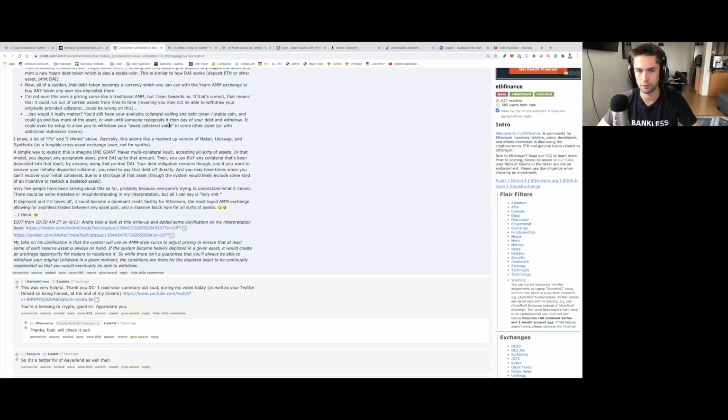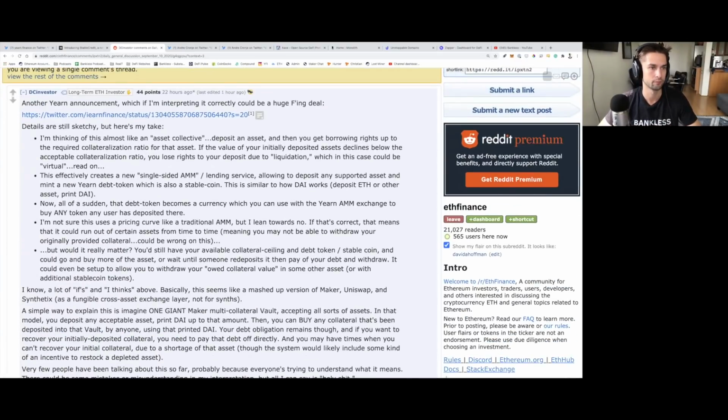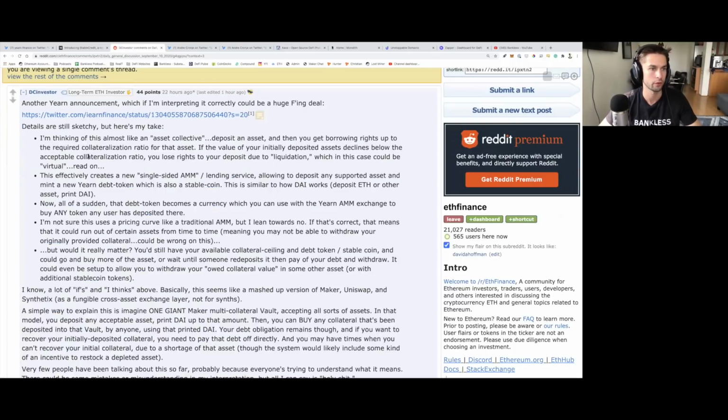All right, so that was a lot. So let's go into what DC tried to interpret. Another Yearn announcement, which if I'm interpreting correctly, could be a huge deal. And here's that tweet that we started with. Details are sketchy, but here's my take. I'm thinking of this like an asset collective. Deposit an asset, and then you get borrowing rights up to the required collateralization ratio for that asset. If the value of your initially deposited asset declines below the acceptable collateralization ratio, you lose rights to your deposit due to liquidation, which in this case could be virtual, quote unquote, read on.